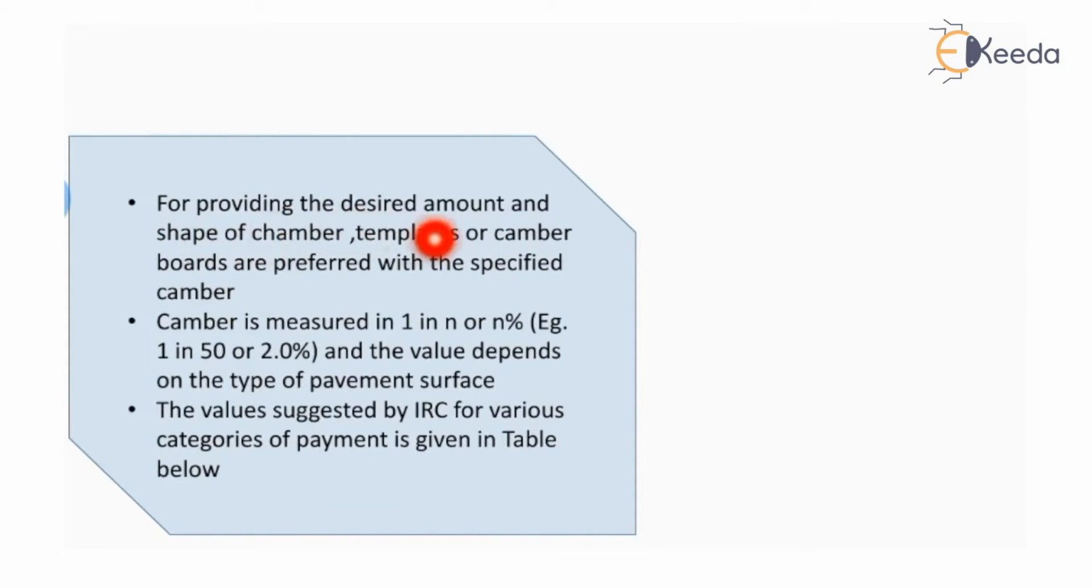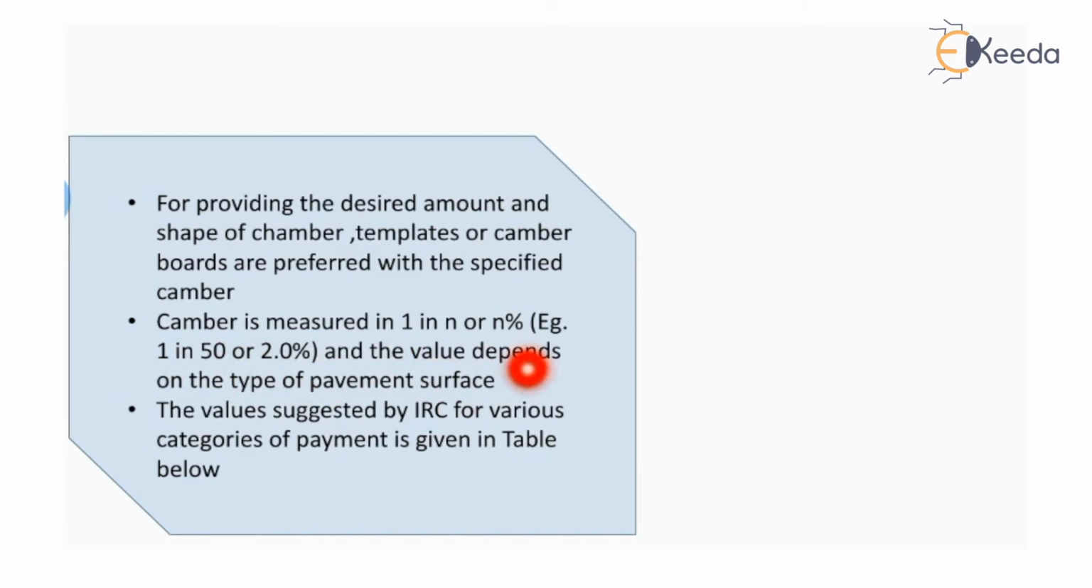For providing the desired amount, camber templates or camber boards with the specified camber shape are preferred. The camber boards are used to check the cambers at site. Camber is measured as 1 in n or n%. Example, 1 in 50. That is 1 vertical to 50 horizontal, or 2%. 1 in 50 is nothing but 2%.